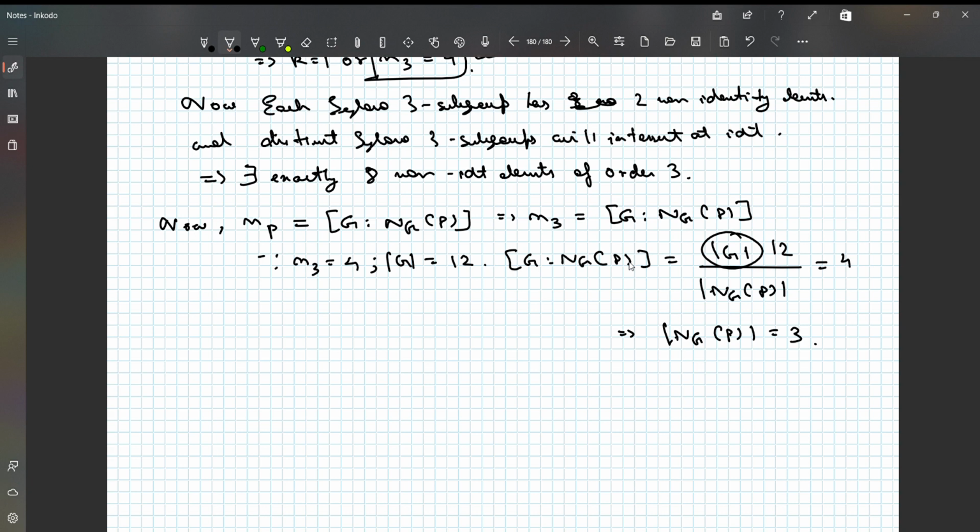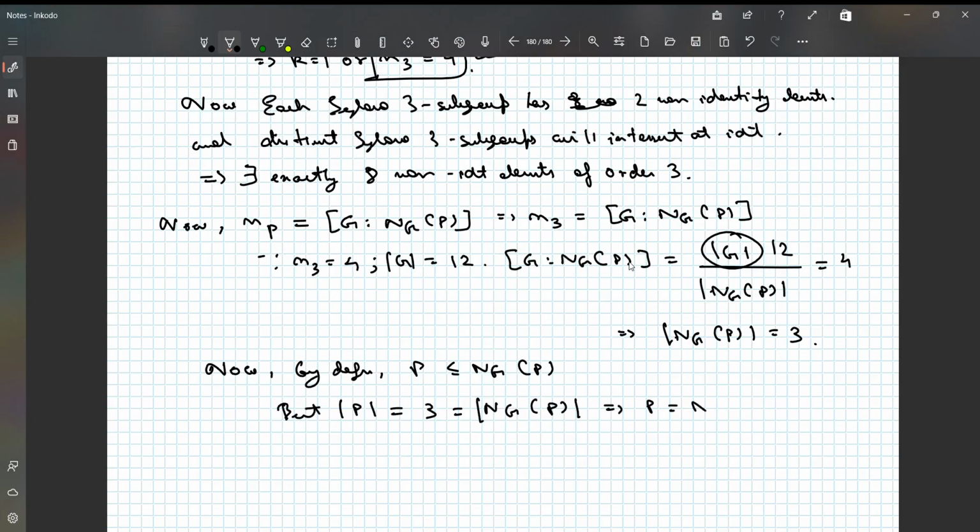Now the order of P is also 3, right? By definition of a normalizer, P is contained in the normalizer of itself. The order of P is 3 because it's a Sylow 3-subgroup, which is the same as the order of the normalizer of P in G. But that implies P must equal the normalizer of P in G. Clear? Okay.